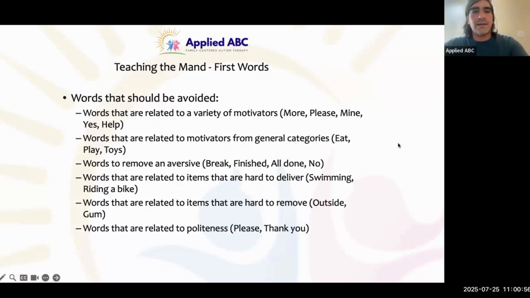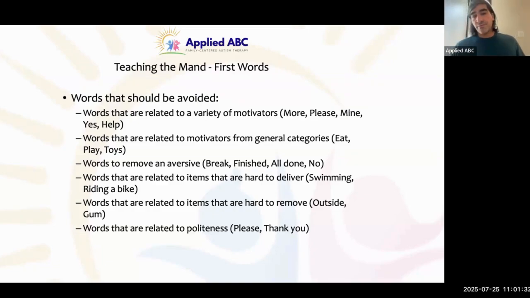Words that should be avoided. And again, this isn't saying you don't teach these words at all. This is really just selection of first words. Words that are related to a variety of motivators. So you don't just teach them more, please, mine, yes, and help as the words themselves, because there's so many things those could mean in different contexts. And you want to be able to say, when you say this thing, you get this thing. It's precise. Words that are related to motivators from general categories, eat, play, toys. Again, those applications are too broad. They can mean too many things.